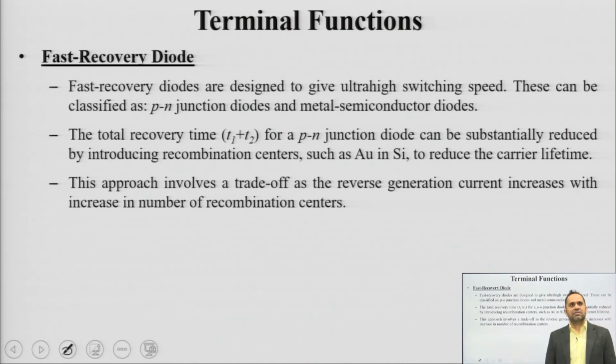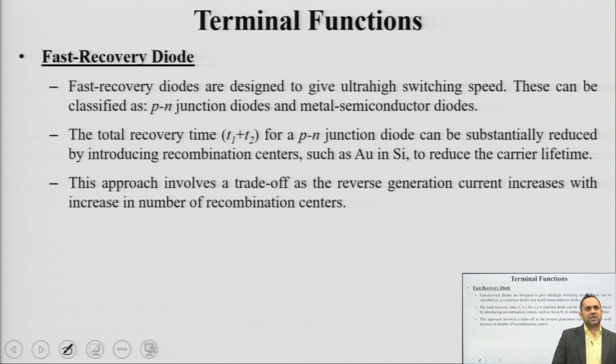These are designed to give ultra high switching speed. In the transient analysis, we have seen that whenever you switch from forward to reverse, that is the transition which takes a lot of time. First there is constant current time, then there is current decay time. These are classified either in the category of p-n junction or metal semiconductor junction diodes. Total recovery time is T1 plus T2, T1 is your constant current time, T2 is your decay time.